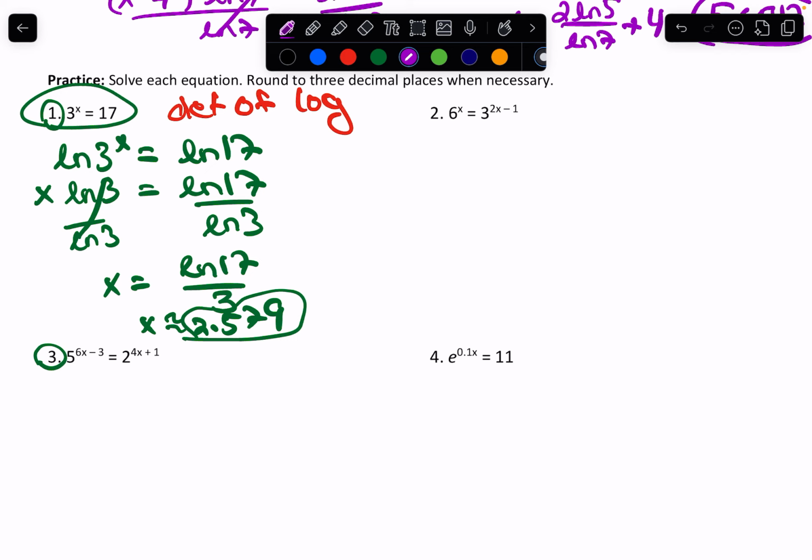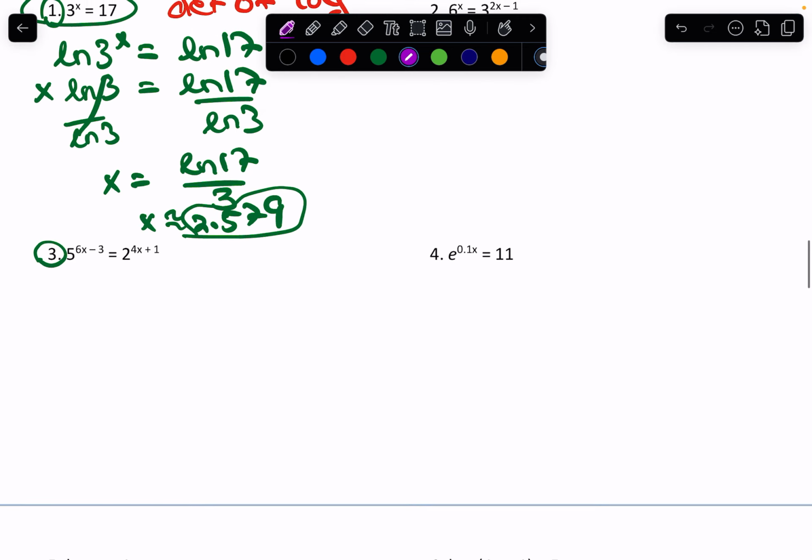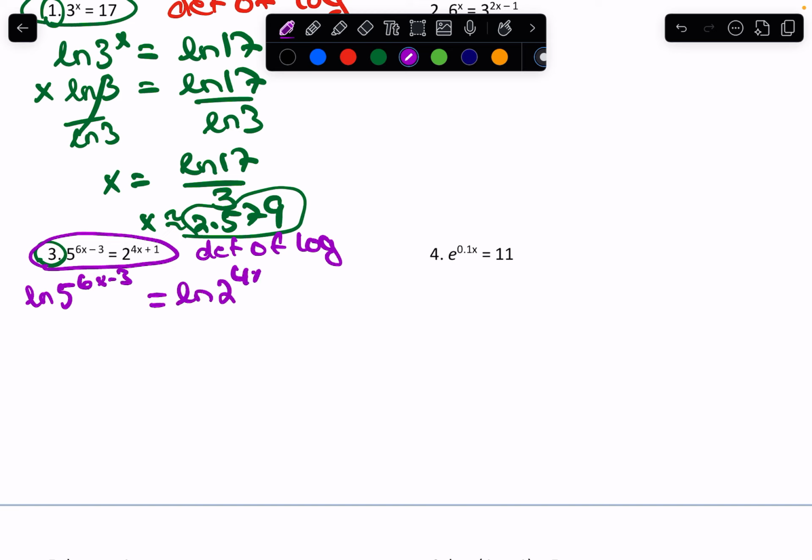Okay, for this next one, number 3, again, we have one variable as the exponent. We're going to use the definition of logs again for this one. So ln 5 to the power of 6x minus 3 equals ln 2 to the power of 4x plus 1. We can bring those to the front by our property. 6x minus 3 natural log of 5 and 4x plus 1 natural log of 2.